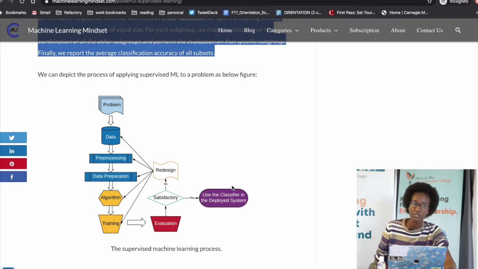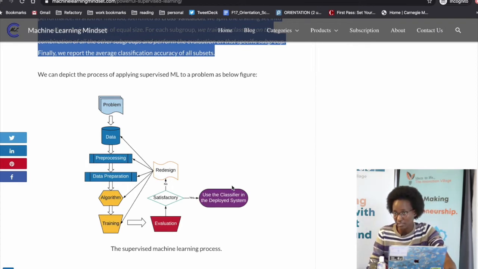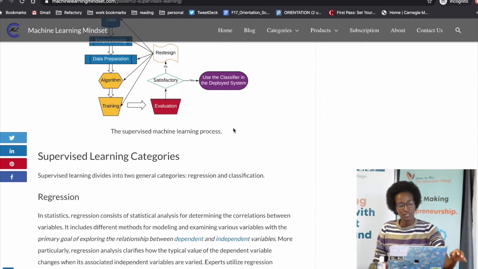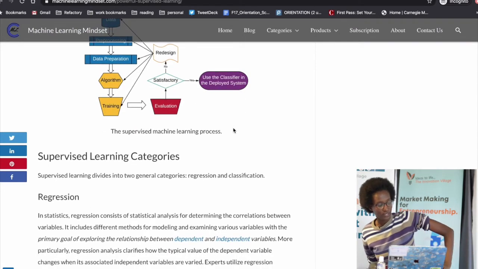Like we said, the whole point is to develop like a machine learning system that will help you in everyday work. Or if it's not satisfactory, you redesign, and you can redesign at any of these steps. Okay, so this is really a nice diagram to show you the process that you're going to be going through. Okay, so now let's go into the different categories.